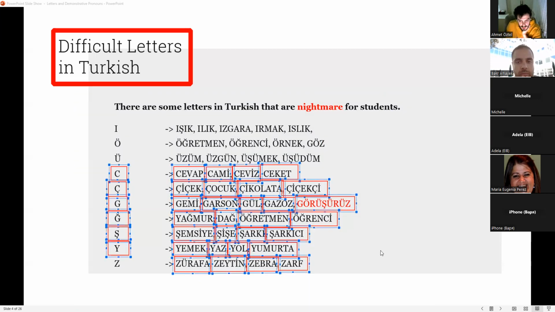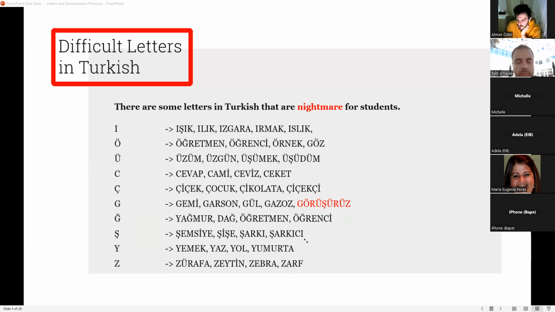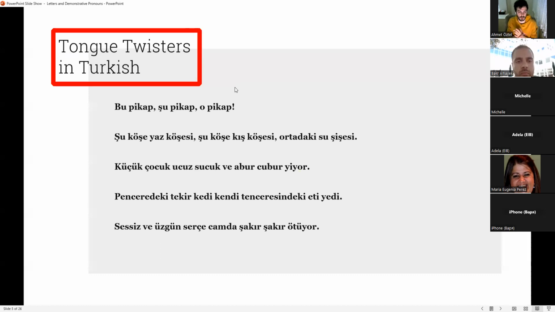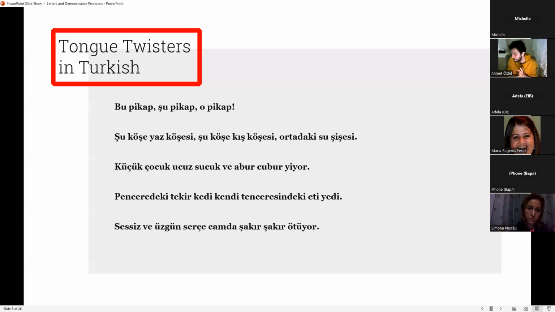So basically these are the letters that can be problematic for Turkish learners, but the rest are quite similar to all the other languages. But if there is any specific letter that you want me to talk about, we can give some examples with that one as well. So just let me know if there is any other letter that you want me to talk about. Yes, Michelle.